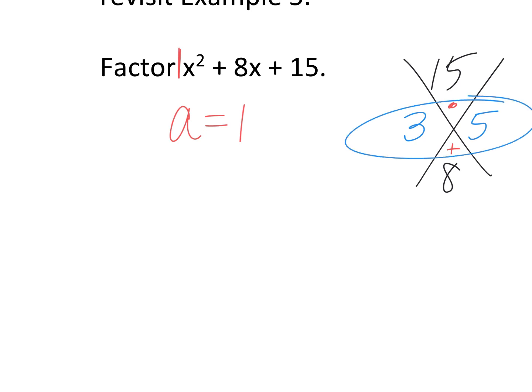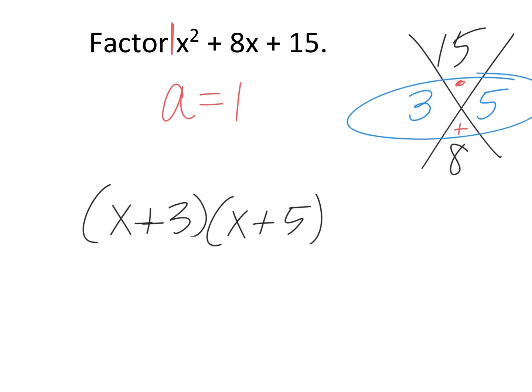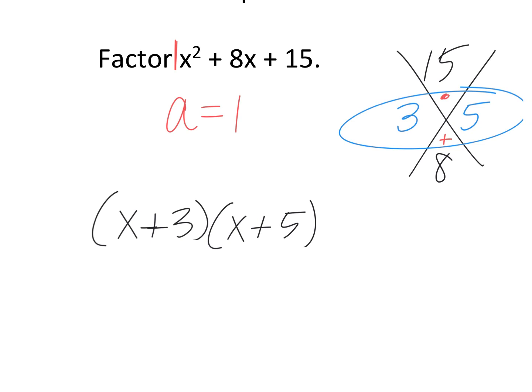Those numbers right there, because your a value is 1, you go right to your parentheses. X plus 3, x plus 5. You can only do this if the a value is 1. Please do not do it any other time. If there's like a 2, a 3, any other number there, you can't do it. So that will make me very sad if you just start using the shortcut on everything. If you're not going to be able to distinguish that, then just do it the long way every time.